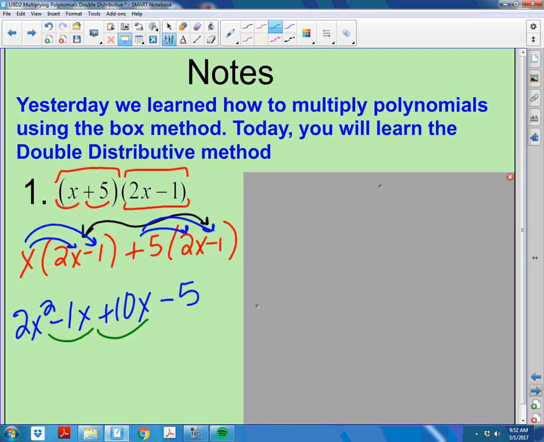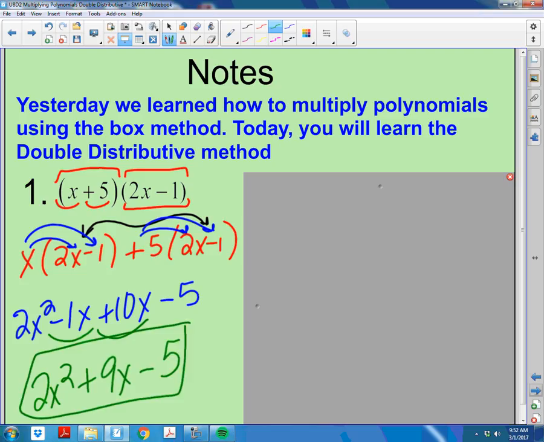So when you do your final simplification, you end up with 2x squared. What is negative 1x plus 10x? Plus 9x. Minus 5. And that, ladies and gentlemen, is your simplified final answer. And if you had done the box method, you would have done the exact same thing.